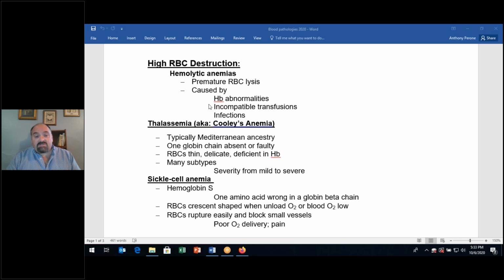How about Cooley's anemia, aka thalassemia? This is Mediterranean ancestry, so I have a couple of people in my family that suffer with this, as a result of our Italian heritage, genetically being passed on to some family members. Not my close personal family, but extended family. The red blood cells are thin, delicate, deficient in hemoglobin. Again, this is problems with the early destruction of the erythrocytes.